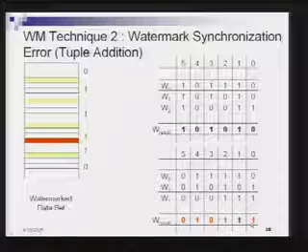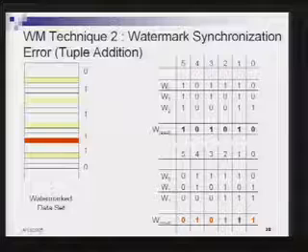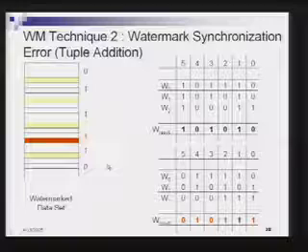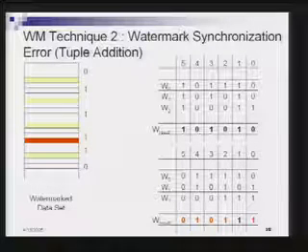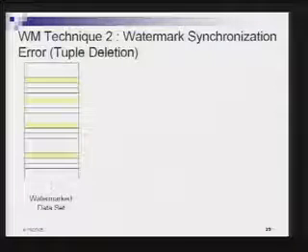If you decode, the ones in red are the errors. All of them are wrong. See, this is the original watermark that is embedded. See what I am decoding? So this technique is very weak when exposed to an addition attack, or tuple addition attack, because you can add markers. Now let's do tuple deletion.